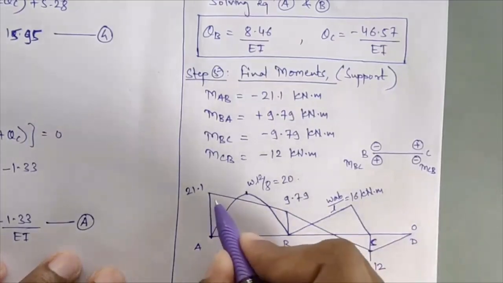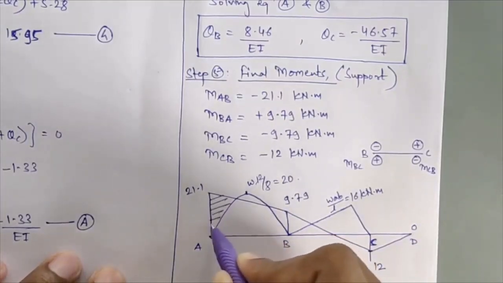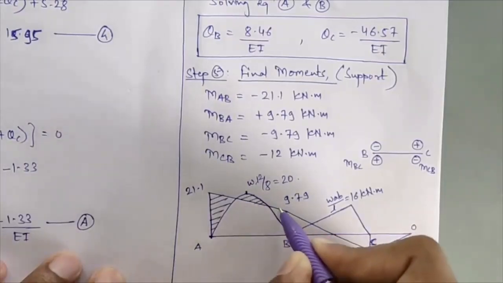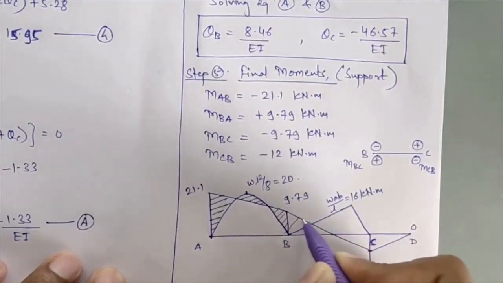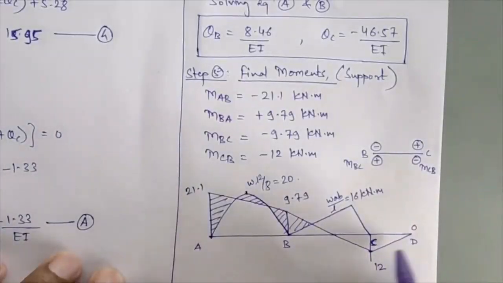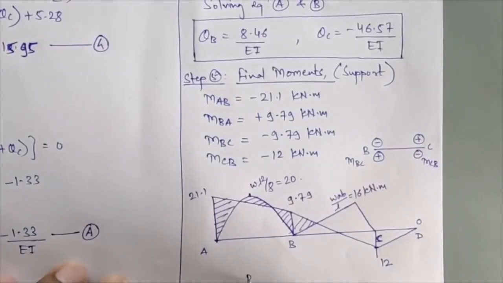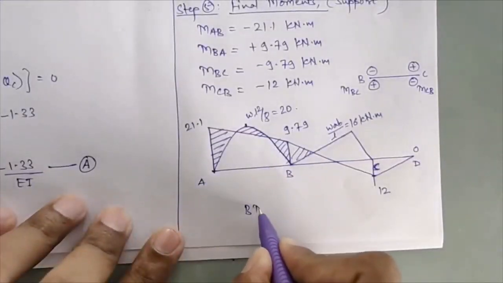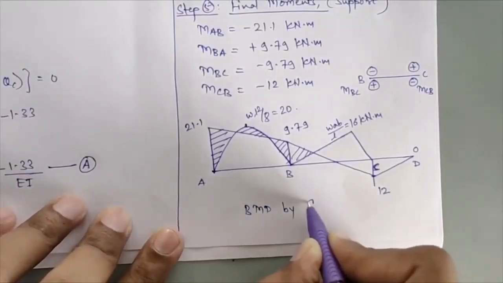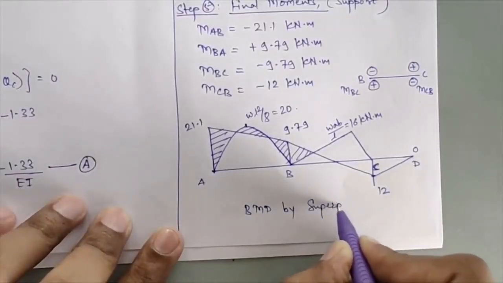And what you have to do is just shade this superimposed part over here. This part will not be shaded because it is not superimposed, so that will remain as it is. This diagram will be the bending moment diagram by superposition.